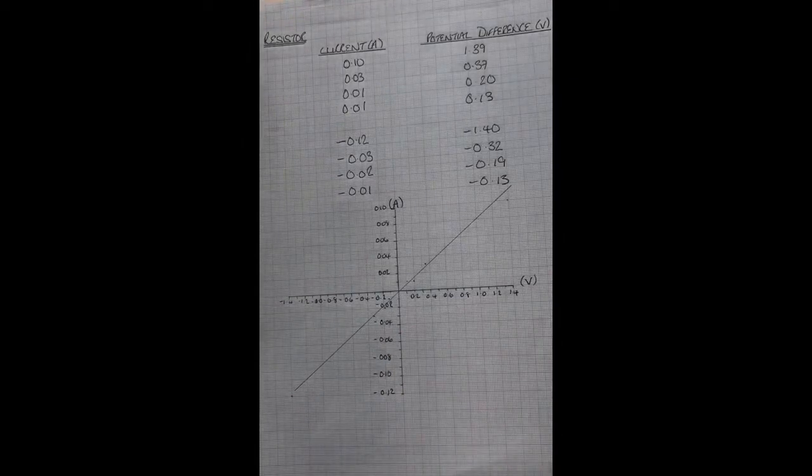Now one thing to point out with this is that if the resistor gets hot, then the graph won't look like this and we won't get a straight line. So it's really important when we're doing this practical not to leave the circuit connected too long, or the temperature of the resistor may increase.